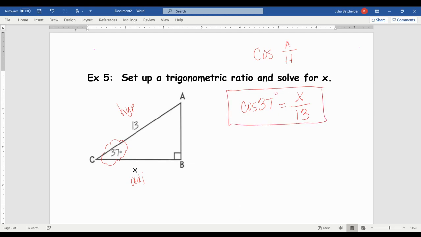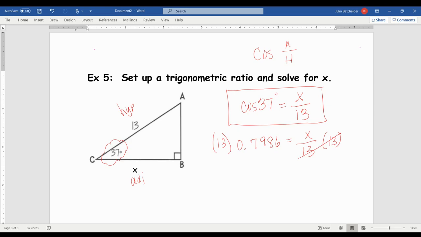I can put the degree sign in there so I'm not cheap. And then I'm going to look for cosine of 37 degrees. I'm getting on my calculator 0.7986 is equal to x over 13. And I want to get x all alone, so I'm going to multiply both sides by 13.